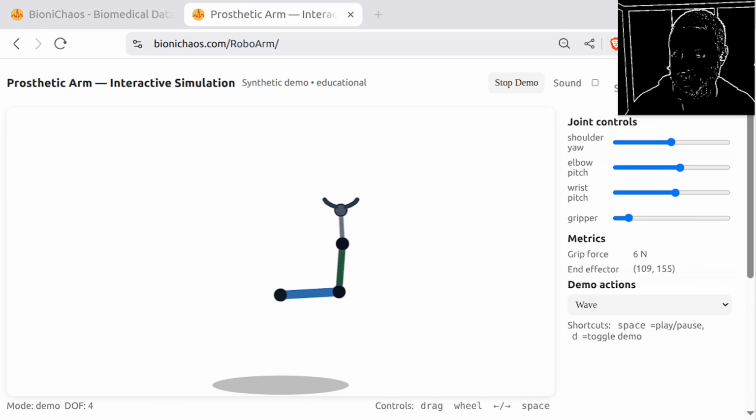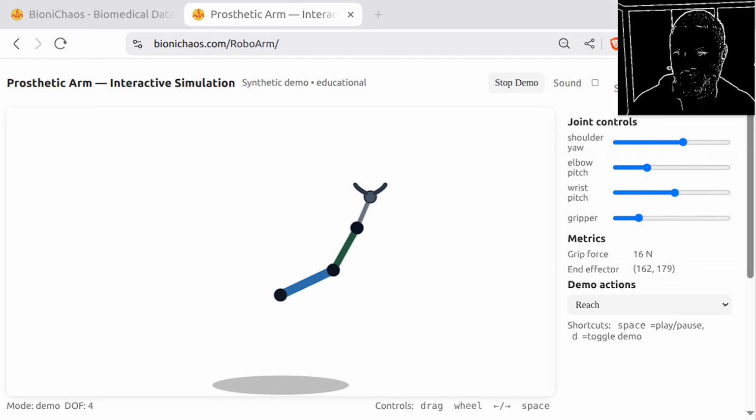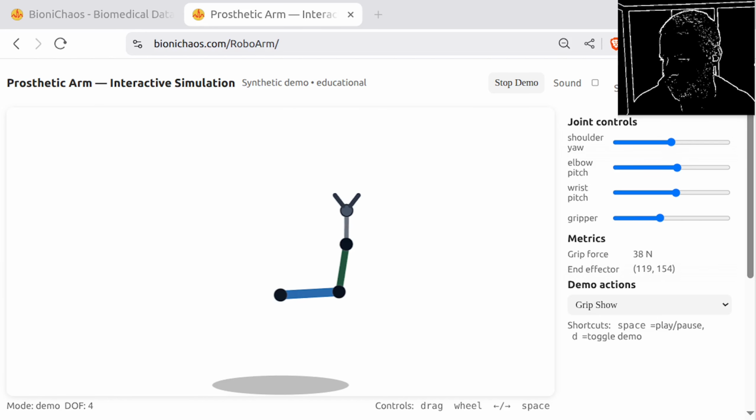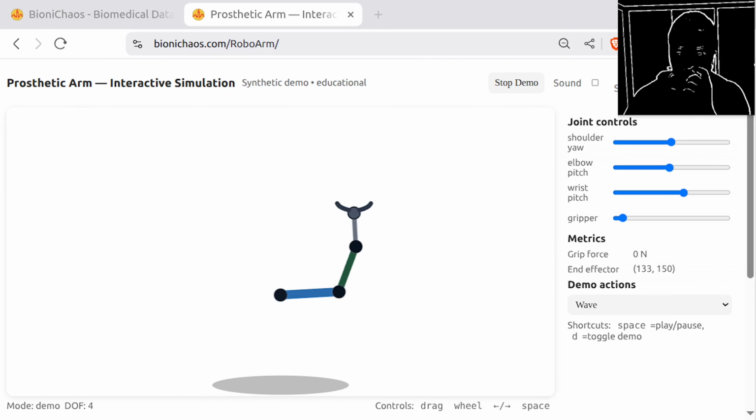Why? What specifically would you look for in the code? If I were analyzing the code, I would look for definitions for the different joint angles and gripper force, how they are being calculated based on the slider values, and how those values are translated into the visual representation of the robotic arm. I would also be interested in where the grip force metric is derived and how it relates to the joint positions. This information would help me understand the underlying model and data generation process.